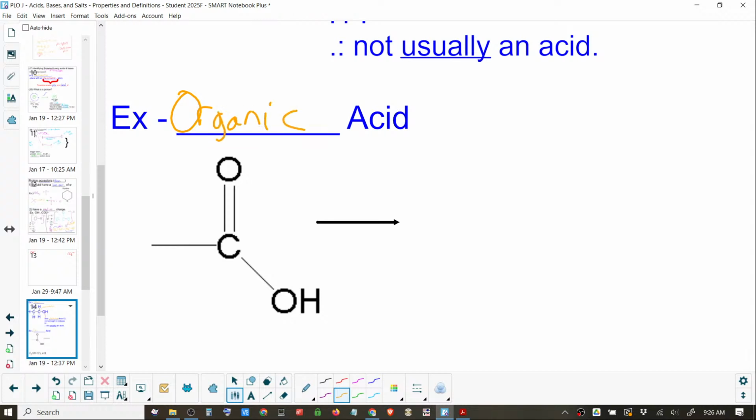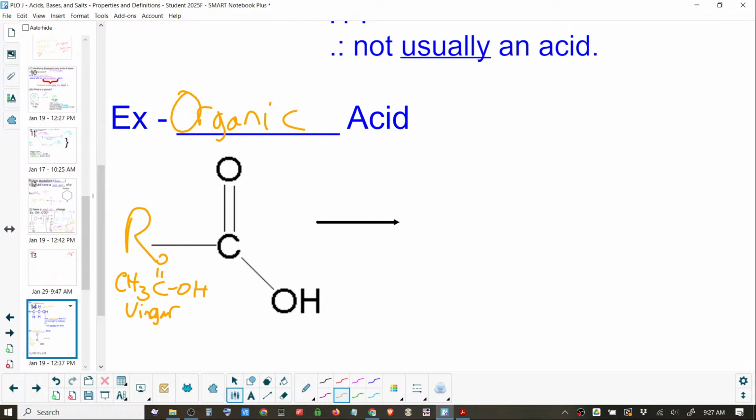This is an organic acid. This is an R group. If you make it, for example, CH3, C double bond O, OH, you have vinegar or acetic acid. So this could be anything, any amount of carbons.